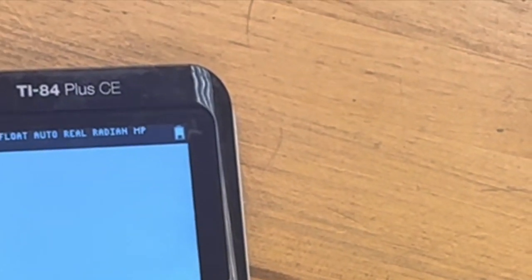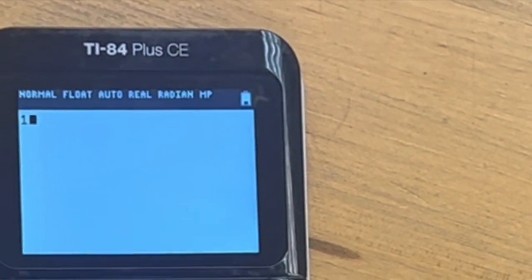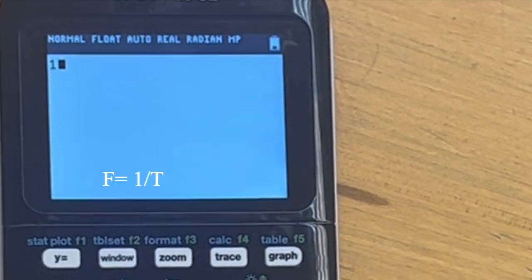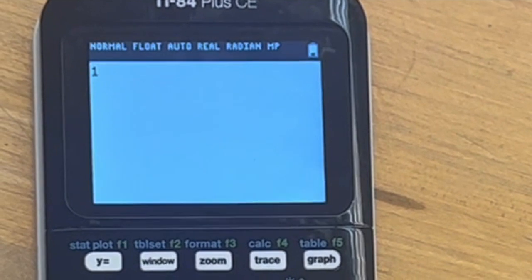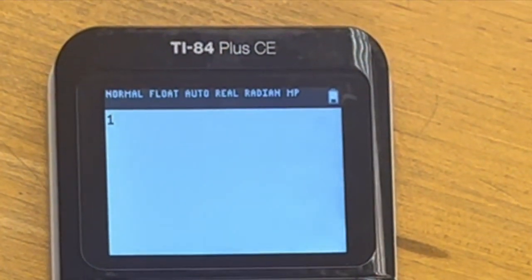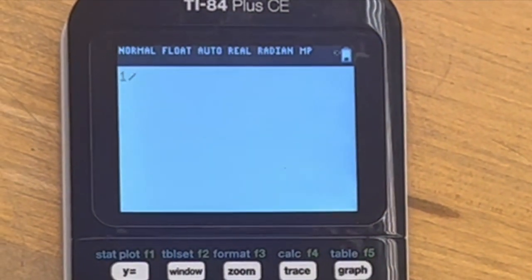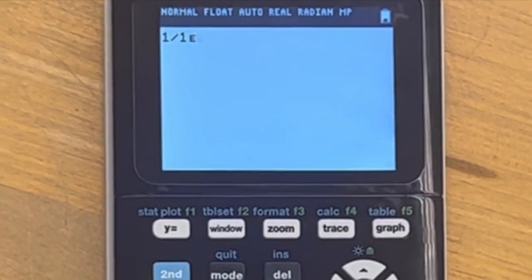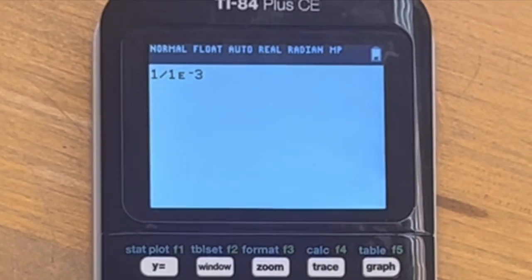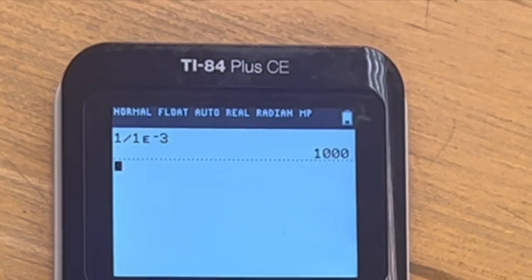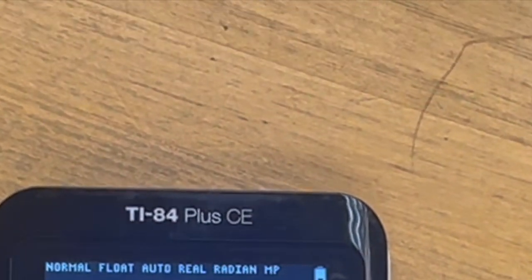Now we're going to calculate our frequency used with that 1 millisecond. We're going to calculate our time with the 1 millisecond with our formula 1 over the time. So it's 1 divided by 1 E negative 3, because it's in milliseconds, equals 1000 hertz.